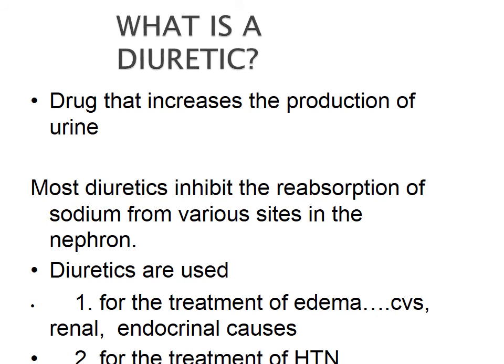So what are diuretics? Diuretics are basically drugs which increase the production of urine. Most diuretics inhibit the reabsorption of sodium from various sites in the nephron. As I told you, wherever the sodium goes, the water follows it. So they inhibit the reabsorption of sodium in the nephron so that the water follows the sodium and is excreted from the nephron.